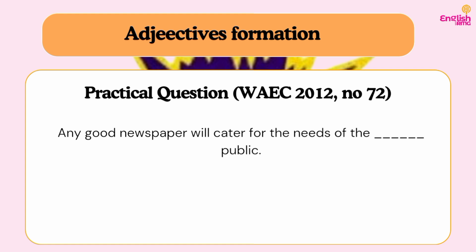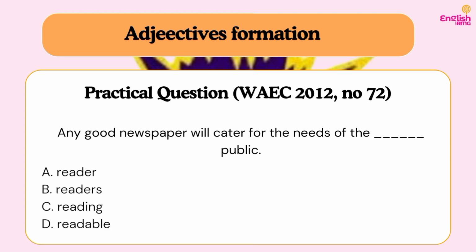Let's look at another example, which is number 72 of 2012 Paper 1 WASSCE question. We have: any good newspaper will cater for the needs of the dash public. So we have A, reader, B, readers, C, reading, D, readable. Of course we want to look out for the form that is what? An adjective. So reader is a noun. If I say I'm a reader, that's a noun. Do you understand? B, readers. That's also a noun, but a plural noun. Reading can also be a verb or another word class.